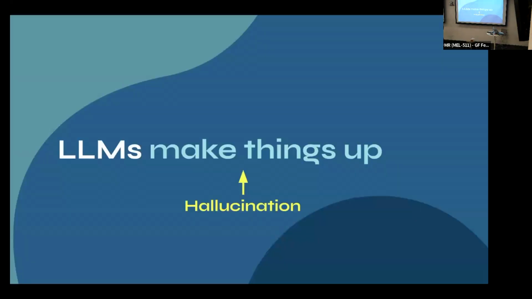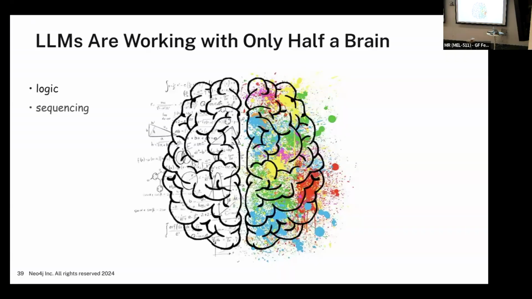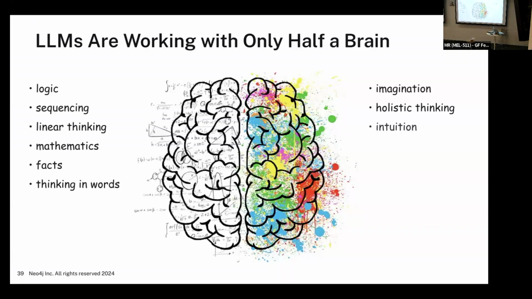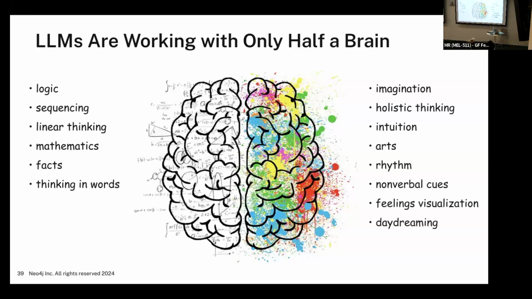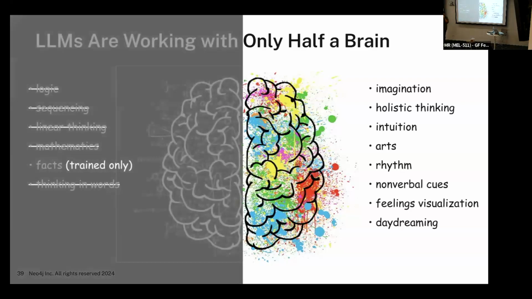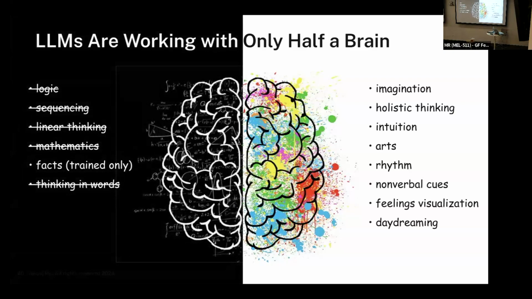Now, we know that LLMs make things up, they're hallucinating, right? Essentially, what is happening is that they're working with only half the brain, which is the right side of the brain. They are imaginative, they have holistic thinking, they can create images, and so on. Of course, there are some facts that they always talk about, but these are the facts which they're trained on. But how can we fix the other side of the brain, the left side, to make sure that it's giving us a better response?